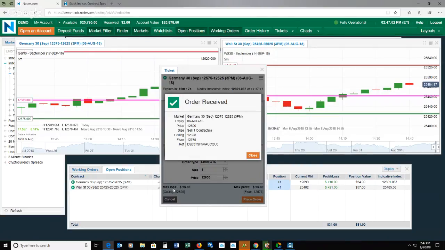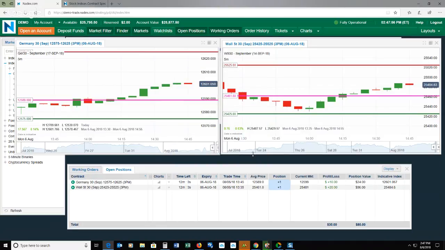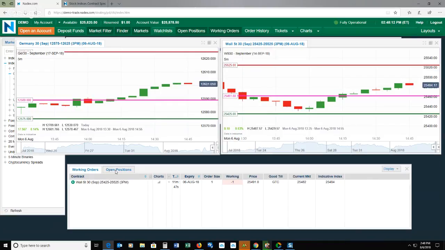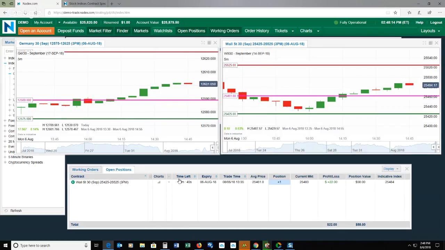Again, do not refer to the max loss and max profit when you're executing an order to exit the position, because those numbers are not valid. It only works on entry. Now, you see that it took me out of the Germany 30. That means that I took profits on the Germany 30. The Wall Street is not there yet.